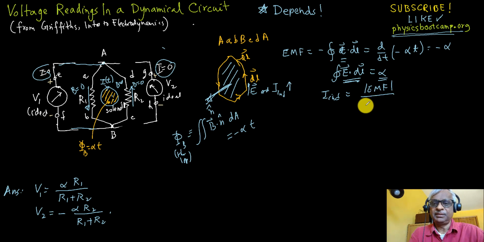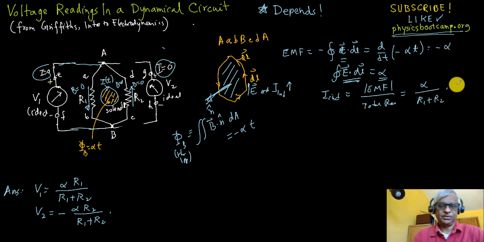divided by the total resistance in the circuit. So it's a series circuit, so it's going to be R1 plus R2. So it's alpha over R1 plus R2. Okay, so that's part one, to get the current and the direction of the current.